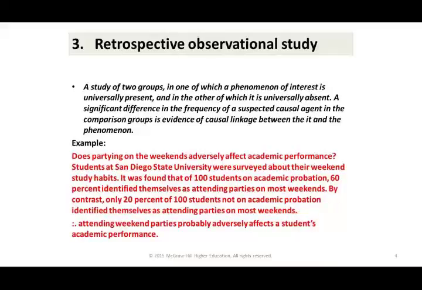The third is the retrospective observational study. In this one, we've got two groups, one where the phenomenon of interest is universally present, the other in which it's universally absent. And we're going to look for a significant difference in the frequency of the causal agent in comparison groups as evidence of a causal linkage between the two. So let me just get to the example.